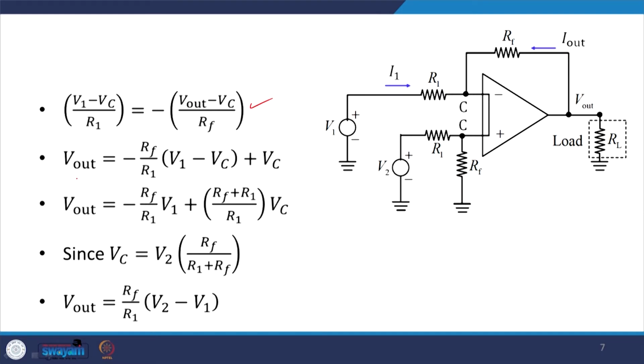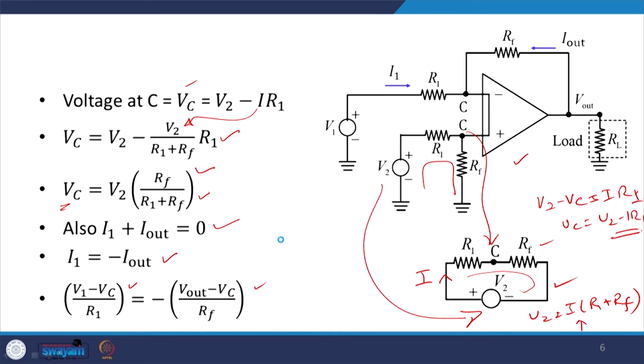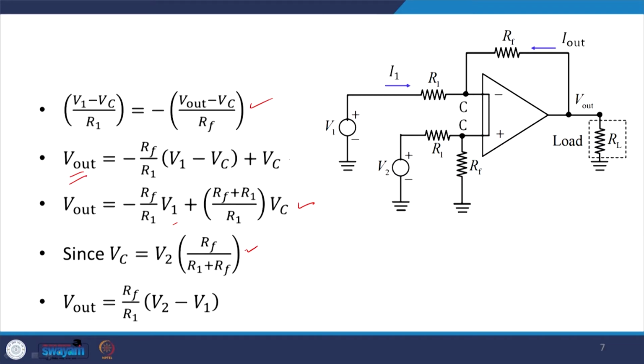So, from here I can find out V out, okay. V out I can find out as RF by R1, V1 plus Vc over here. So, this V out is minus RF by R1 V1. I just simplify this, and the Vc I have already calculated in the previous slide, here this one. So, I substitute it over here. So, I get this one. So, if I substitute this Vc over here, this is what I am going to get.